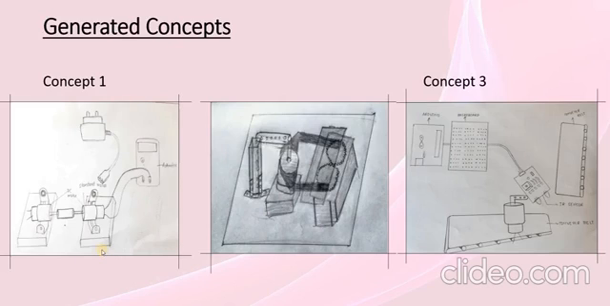Next is generated concepts. Here we have generated three concepts, namely concept 1, concept 2 and concept 3. In the first concept, the torque of the DC motor will be measured by determining the maximum current drawn by the DC motor using the potentiometer, and then sorting of the motor will be done. In the second concept, the torque of the DC motor will be calculated by using the load cell, and here a gripper is used for holding the DC motor. Next, a servo motor is used for sorting.